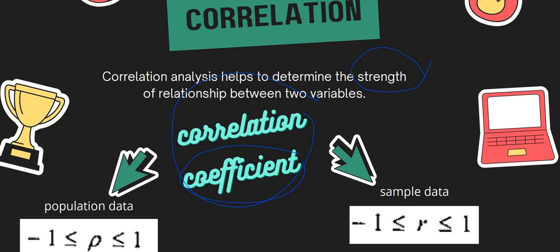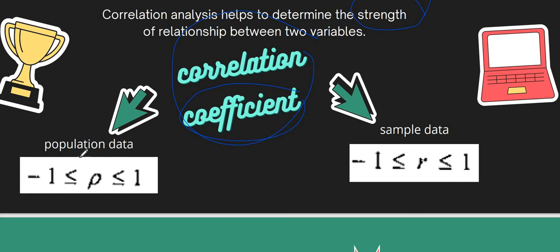We have two types, because we know that we have population and sample. For population, we use the symbol rho. It looks like P, but it's not exactly P. You may search for rho, R-H-O, if I'm not mistaken. So we use this symbol for population, and for sample we use r. That's all.